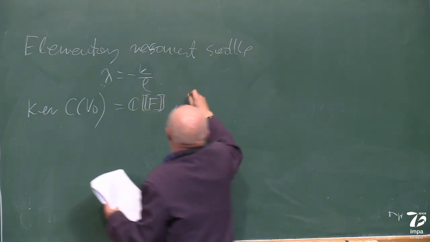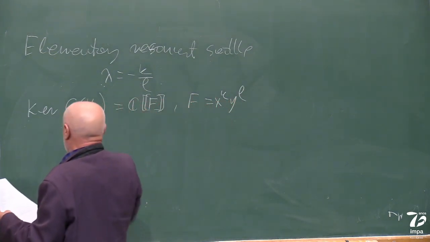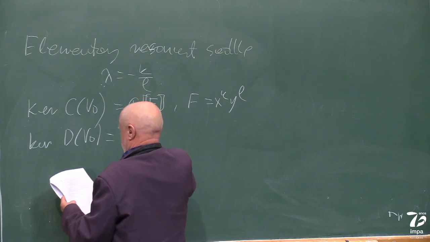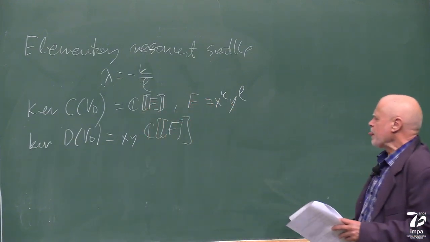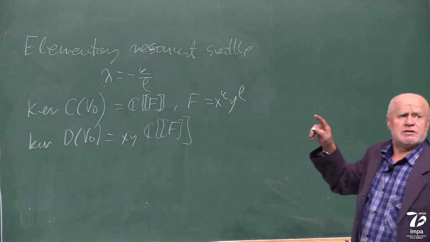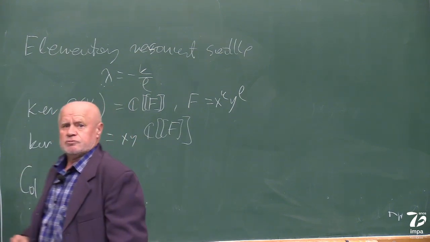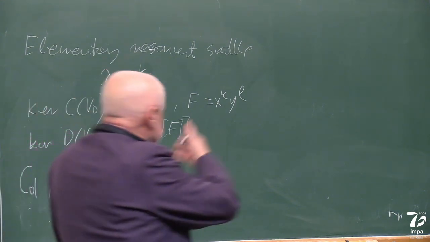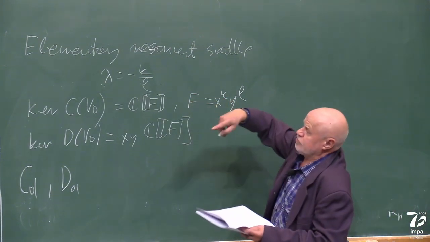Okay. F is x to k, y to L. Also the kernel of D of V0 is xy times C of F. Okay. Therefore, the operators CD and DD, restricted to spaces of polynomial functions of given degree, are sometimes invertible and sometimes not invertible. And it is easy to find the corresponding normal form. For example, they are also diagonal like here.